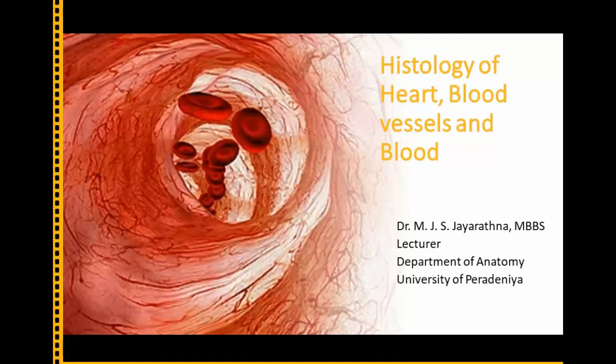So let's start with the histology of the heart, blood vessels and the blood. Okay. So you know that heart, blood vessels and blood, all these things are part of your circulatory system. The circulatory system is the thing which maintains or circulates molecules or cells or substances throughout your body.